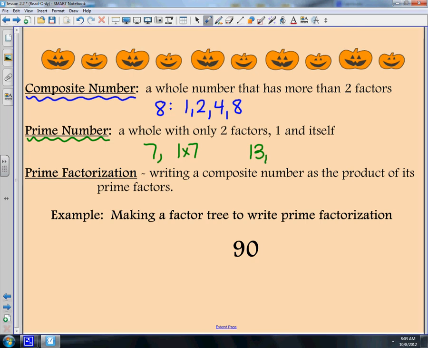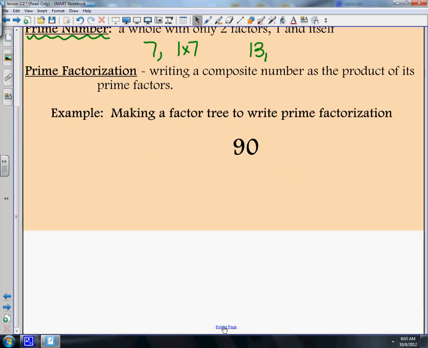Prime factorization is writing a composite number as a product of prime numbers. It's kind of fun. I know I'm a geek, but I love prime factorization. So here's what it is. Making a factor tree to write prime factorization. So you take this number 90, okay? And I'm going to make a tree. So I'm going to branch off of 90 with 2 of its factors.